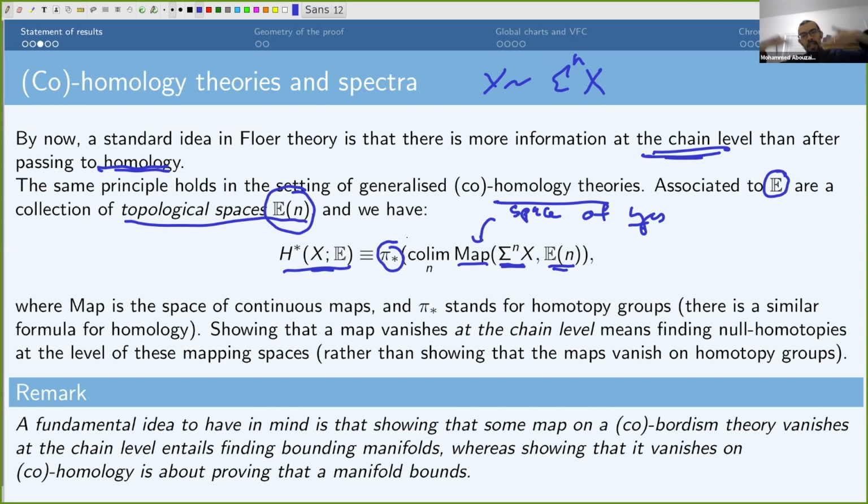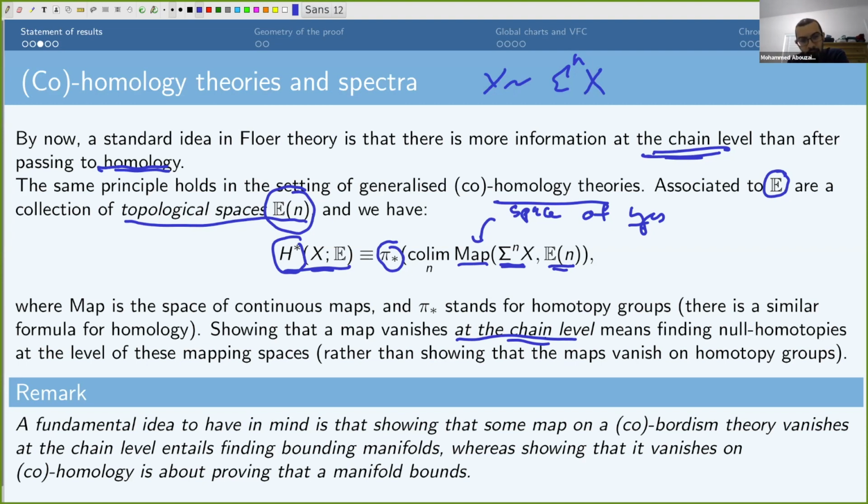But of course, just like everything here is about stable phenomena, you'll have to take the limit as n goes to infinity of this space of continuous maps, equipped with the standard closed topology. And then these cohomology groups are just homotopy groups of these spaces. What that means is that now I can tell you what it means for something to vanish at the chain level. It means not that there's some differential, but that this map of spaces is null homotopic. This is again a familiar notion, nothing strange about it.